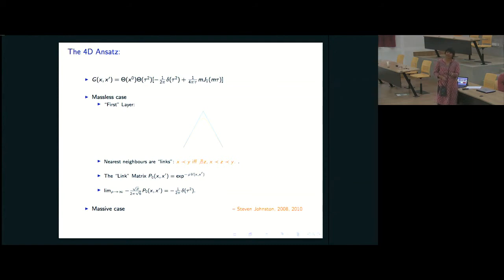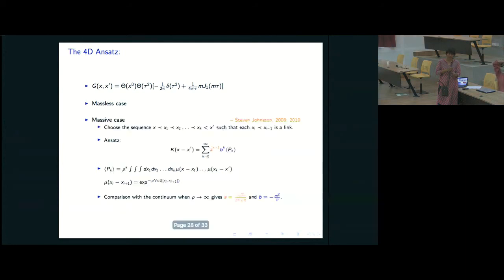So these are the links, and one can then ask for the link matrix. Just like we had the causal matrix, you have the link matrix, and here's where the volume element comes in. You have an e to the minus rho V, where this is the volume between an event here and an event there, and that event, x. And it turns out that when you put in the right factors, then you get the 4D ansatz.